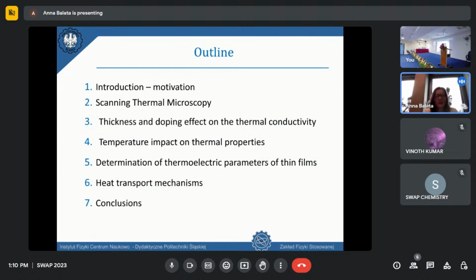So I start with a short introduction. I present the motivation of my work. Then a few words about scanning thermal microscopy, which I used in my investigations. Then I discuss some thickness and doping effects on thermal conductivity and also temperature-induced changes of structure, electrical, and thermal properties. And I present some results of thermoelectric parameters. And at the end, I will discuss the heat transport mechanism, and I will present some conclusions.